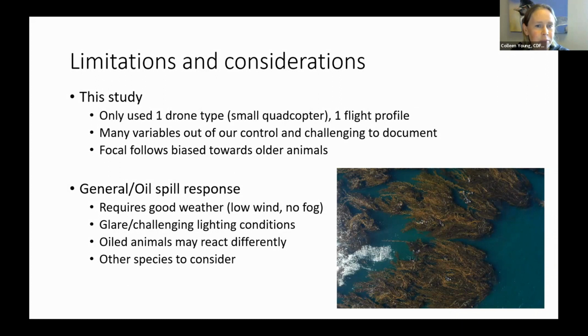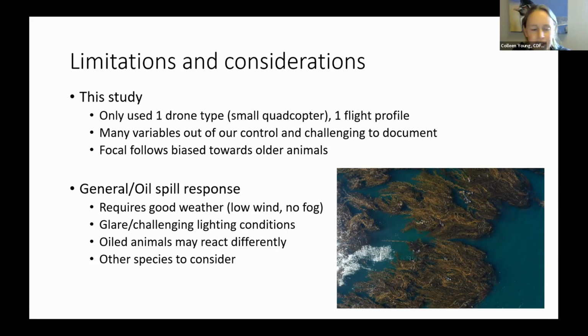In general, there are things to consider when we're thinking about using drones for an oil spill response or other monitoring or research applications. The weather needs to be pretty good, so low wind and not a lot of fog, in order to fly the drone, and also in order to be able to see it and keep it in line of sight. Glare and other challenging lighting conditions can really diminish the usefulness of the photos and video and make it hard to find animals.